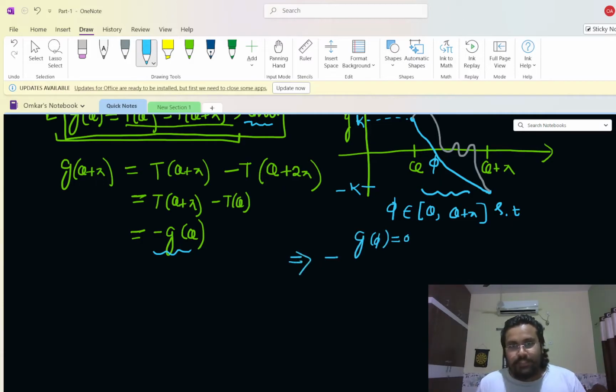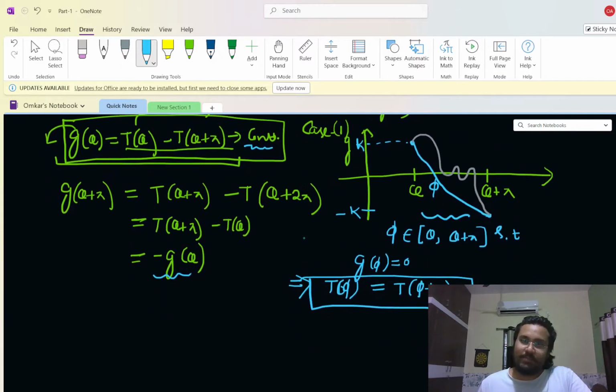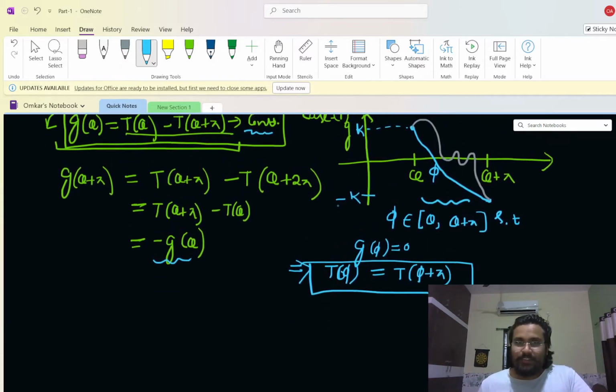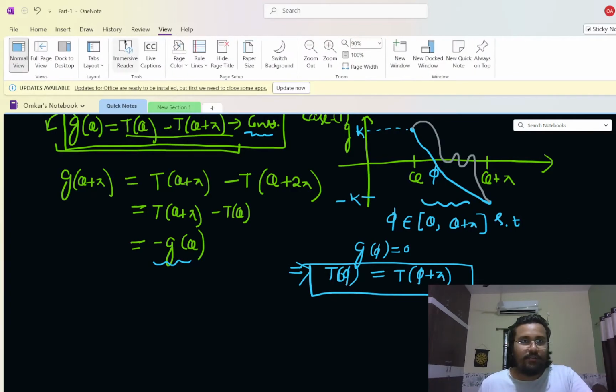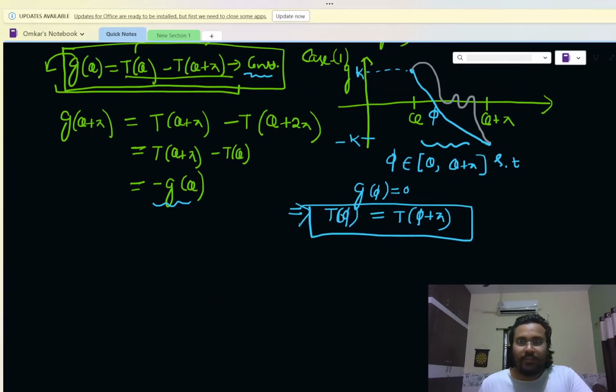What that means is T of phi minus T of phi plus pi was 0, or T of phi was T of phi plus pi, which means the temperature was the same on the two diametrically opposite points. Please note that this same thing, should I expand this for better visualization? I think I should do.